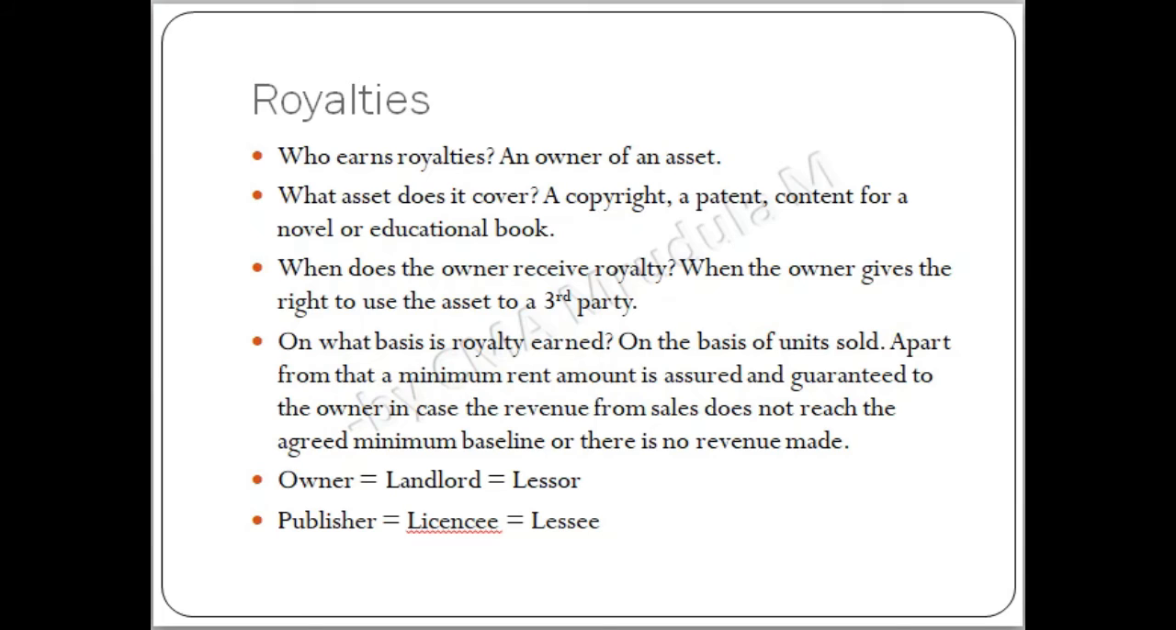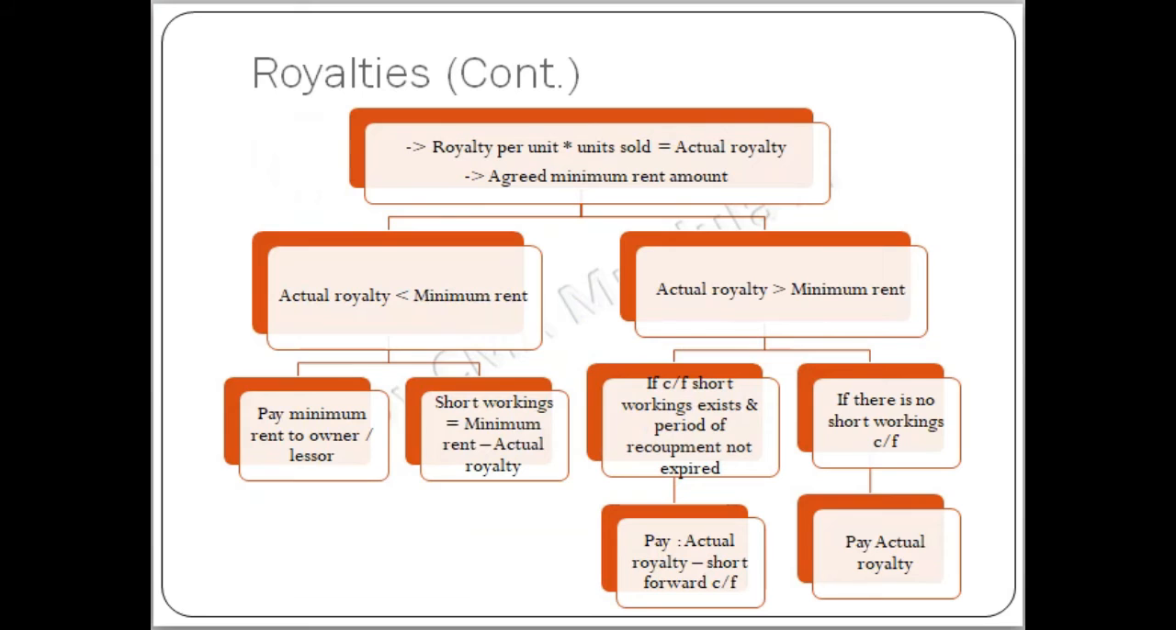Okay. When does the owner receive royalty? When the owner gives the right to use this asset to a third party. So on what basis is royalty earned? Generally the basis will be units sold. Apart from that, a minimum rent amount is assured and guaranteed to the owner in case the revenue from sales does not reach the agreed minimum baseline or there is no revenue. What is to be learned from this chapter is mainly accounting for royalties in the books of the lessee and the lessor. Calculations are limited to calculations of short workings.